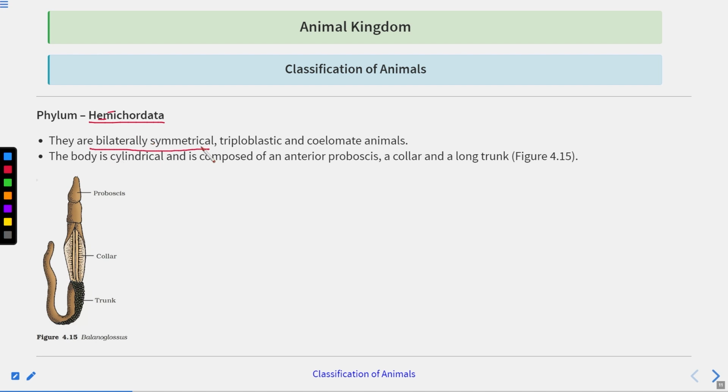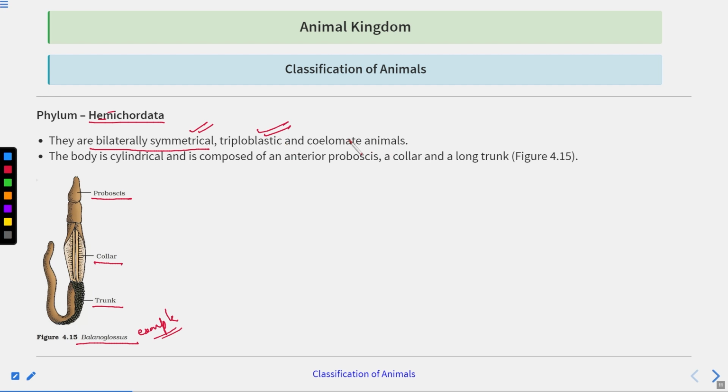If you talk about the symmetry, then you can divide this balanoglossus. This is the example. Here you can see this is the proboscis region, this is the collar region, and this is the trunk region. The body is bilaterally symmetrical. If you divide the body from this plane, then it can be divided into two equal halves.